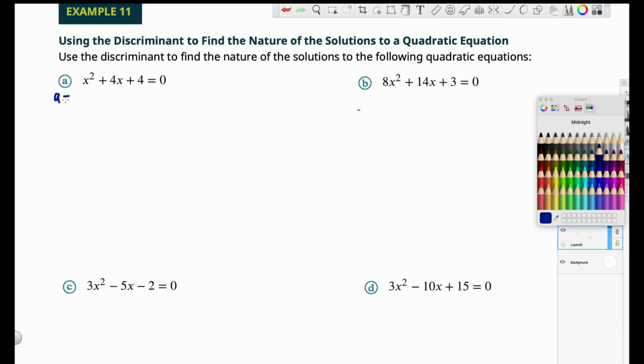So we know that A is 1, B is 4, and C is also 4. Our discriminant is b squared minus 4ac. We're just going to evaluate this. Put it in: 4 squared minus 4 times 1 times 4. 4 squared is 16, and 4 times 1 times 4 is 16. 16 minus 16 is 0. So what does that mean?